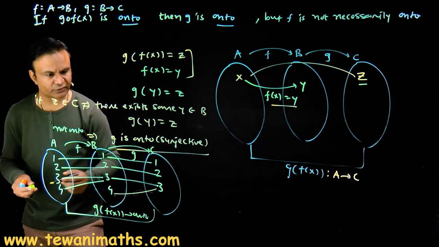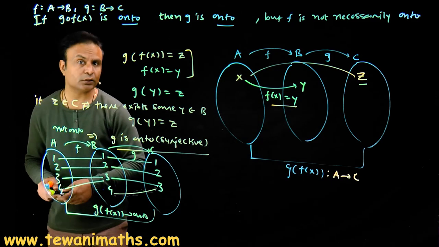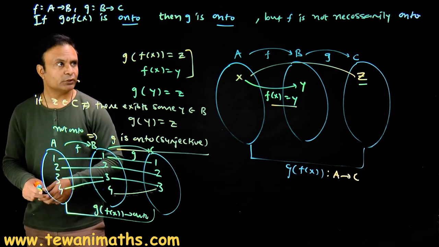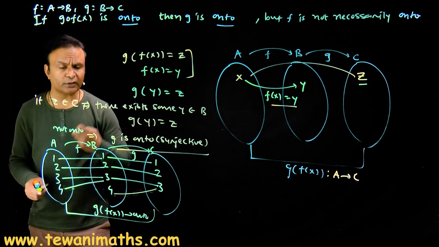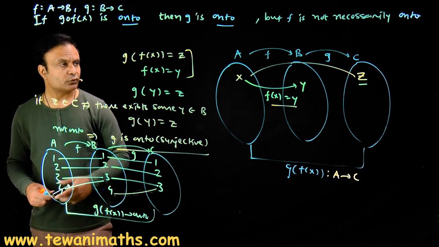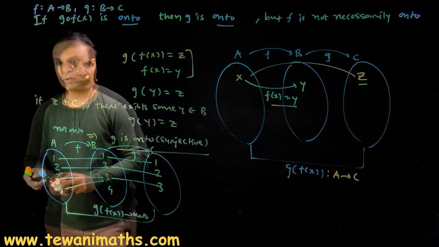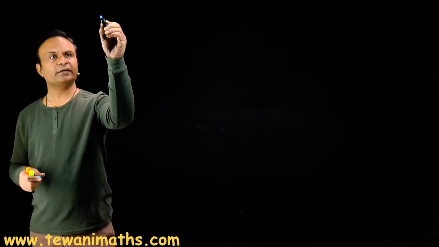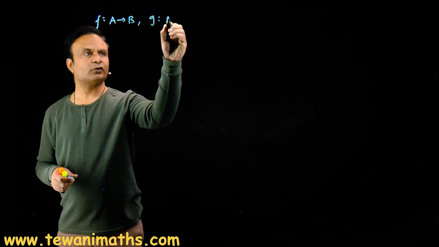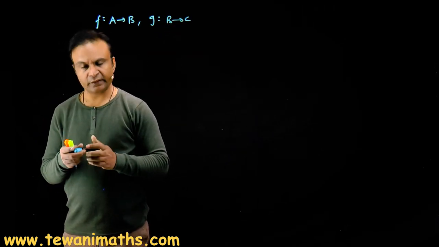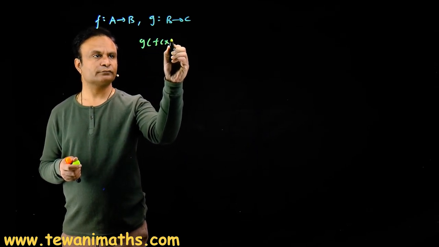And we can see here function g is onto, but function f is not onto, function f is into. तो ऐसे statements को prove करने के लिए क्या कर सकते हैं? We can consider one counter example through which we prove that f is not necessarily onto. Now suppose it is given that function f is from A to B, function g is from B to C, and function g of fx is bijective.